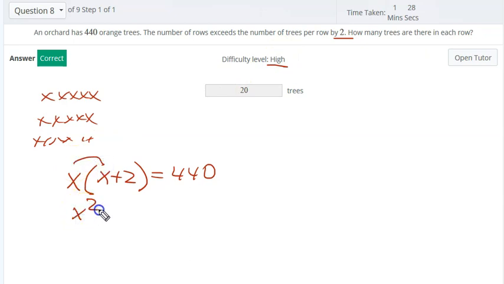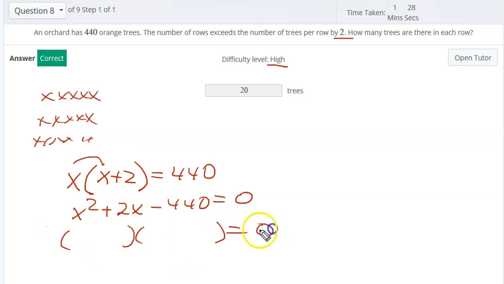This is x squared plus 2x, transpose that, negative 440 equals 0. So it's just a matter of factoring that. And one of them is 20. And you want to get two numbers whose product is this that has a difference of 2. So that's going to be 22. 22 times 20 is that.